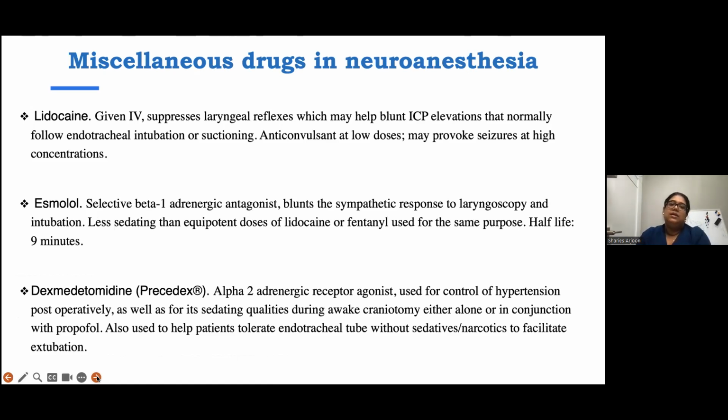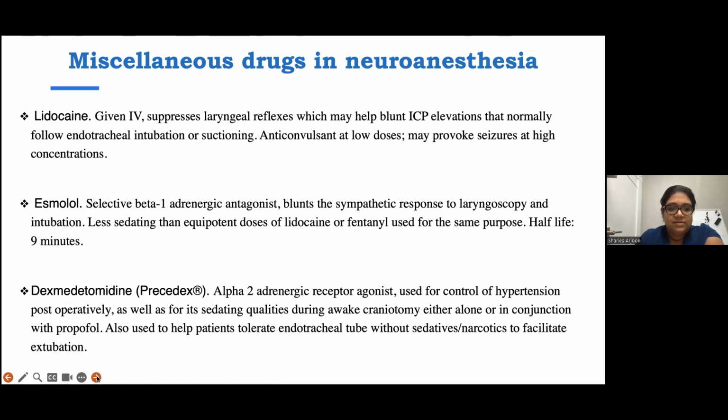Lidocaine can be given IV, and this suppresses laryngeal reflexes, which may help to blunt ICP elevations that normally follow endotracheal intubation or suctioning. Anticonvulsants at low doses, but may provoke seizures at high concentration. Esmolol is a selective beta-1 adrenergic antagonist, and it blunts the sympathetic response to laryngoscopy and intubation, and is less sedating than equipotent doses of lidocaine or fentanyl used for the same purpose. The half-life is 9 minutes.